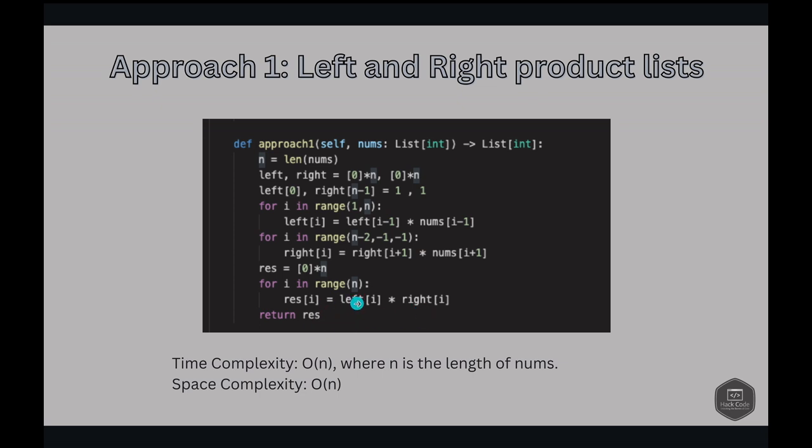So here the time complexity is O of n, where n is the length of nums, and the space complexity is O of n, since we use the two arrays here, left and right. So it's actually O of 2n, but it won't count, since 2 is just a constant, right? So we take it as O of n. As I said, the output array doesn't count in the extra space complexity. We don't consider this result in our calculation of space complexity.